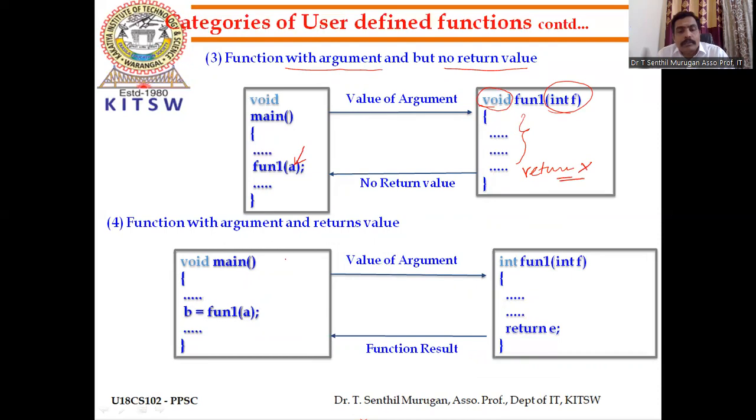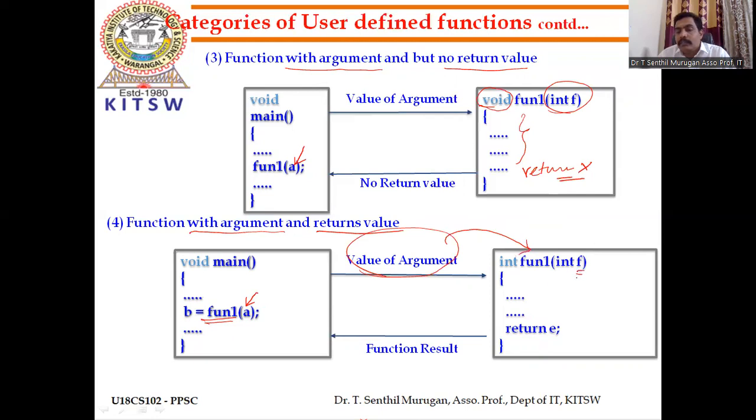The fourth type is with arguments and with return type, so with arguments and with return values. With arguments means we are passing the argument A. It is the actual argument. We are calling the function with arguments; we are passing values, the value of the argument.